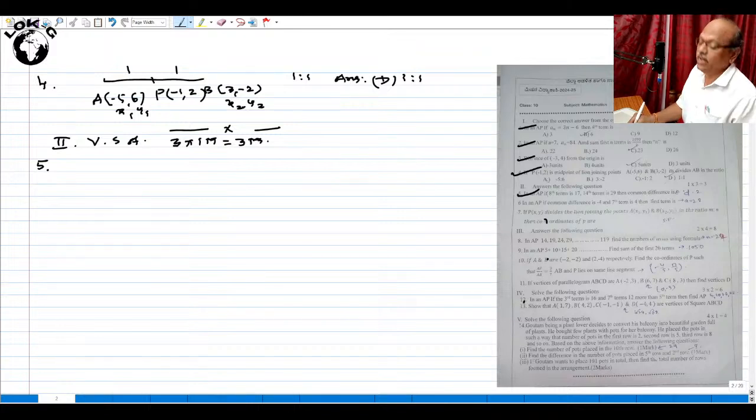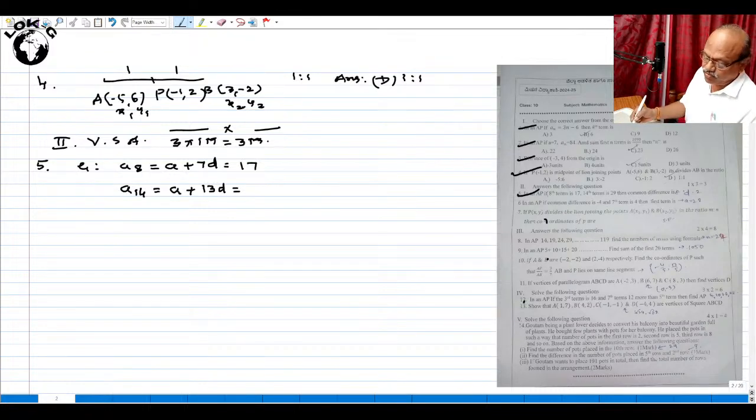In an AP, the 8th term is 17. First of all, try to note down the given 8th term. How do you write the 8th term? A plus (n minus 1) d. 8 minus 1 means 7d, is equal to 17. Yes, let us solve. The 14th term is 29. What is the 14th term? A14 is equal to a plus (n minus 1) into d. 14 minus 1 becomes 13d, is equal to 29.